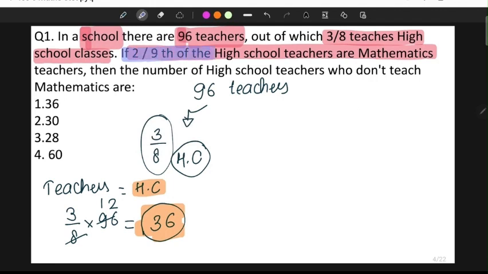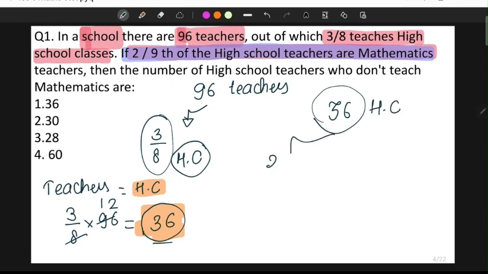If 2/9 of the high school teachers are mathematics teachers, how many teachers are there of mathematics? There are 36 teachers. Out of these 36 high school teachers, 2/9 of the high school teachers are teaching mathematics. So how many teachers are teaching mathematics?